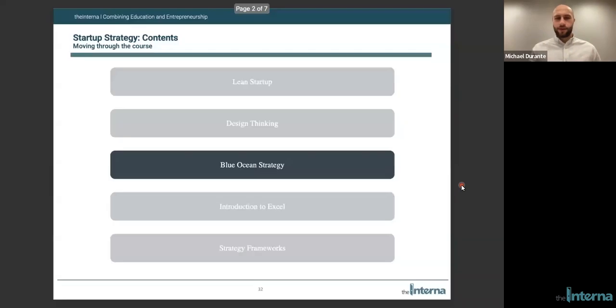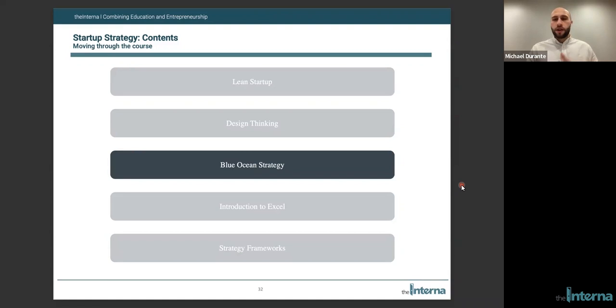Welcome back. So the first two stages that we've gone through within startup strategy are lean startup and design thinking. I think that we've done those in enough depth so you understand the key concepts there. Another concept which I'm keen to introduce you to is something called blue ocean strategy.